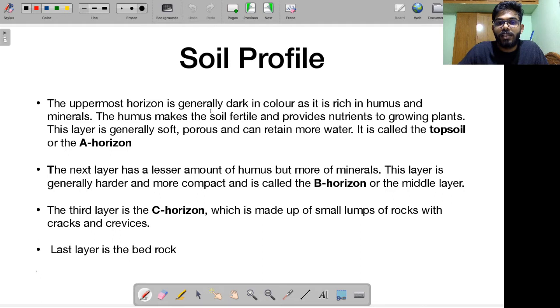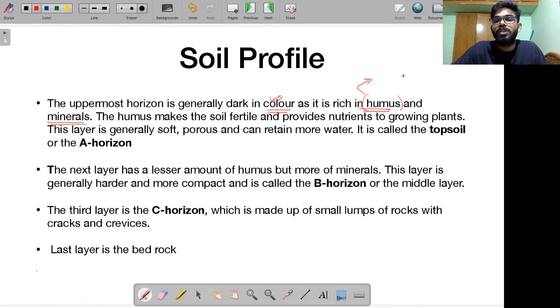The uppermost horizon is generally dark in color, as it is rich in humus and minerals. If you look at the uppermost layer, it is dark in color. This is rich in humus. I already told you what humus is. Humus is basically a dark colored substance. It is not easily degraded. That means this humus tends to stay in the soil for a longer duration of time.